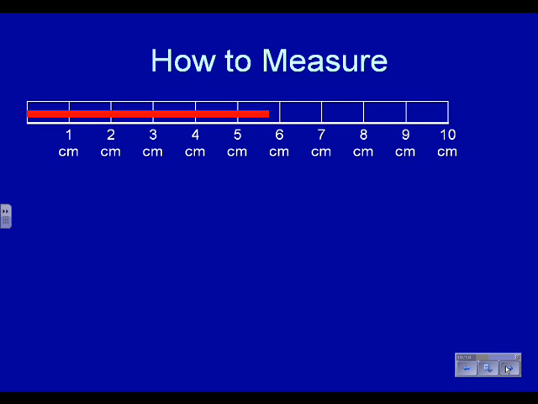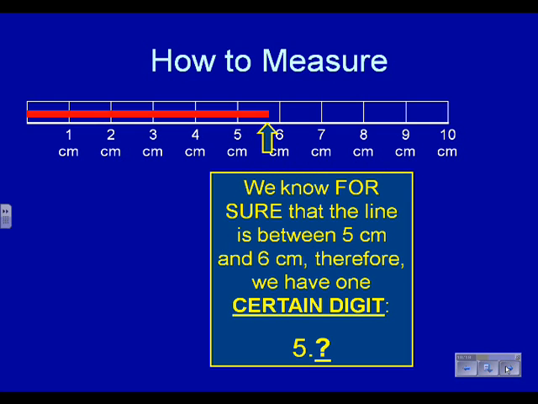All right, let's break it down. First, I know for sure that that line is greater than 5 centimeters long, but less than 6 centimeters long. I can tell just by looking at it. It's definitely past the 5 centimeter line. It's definitely not to the 6 centimeter line. Therefore, according to this ruler and this line, I have one certain digit. I know that that line is 5 point something centimeters, right? One certain digit based on this measuring tool.